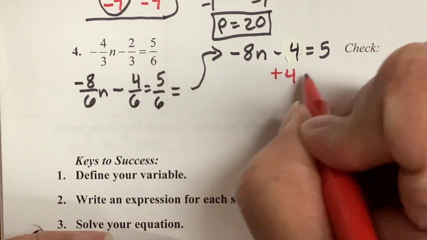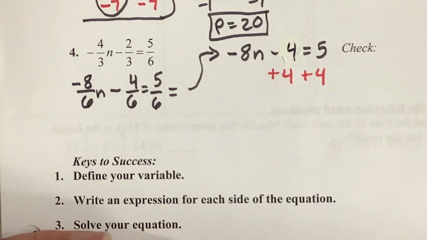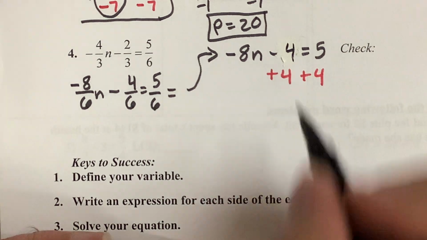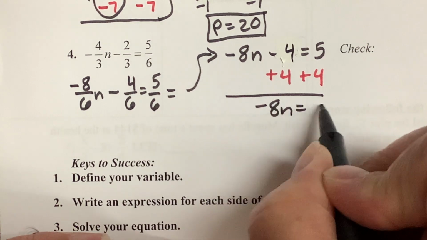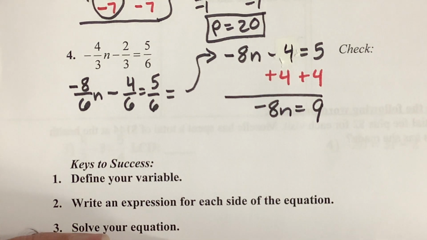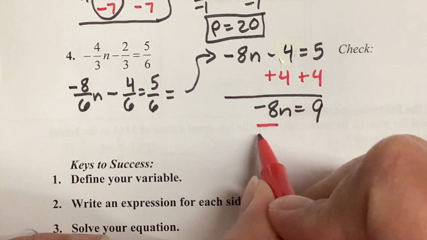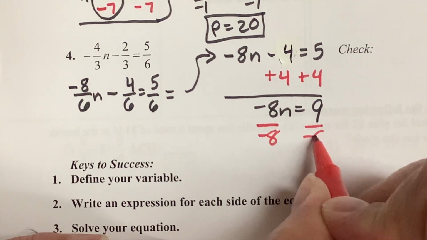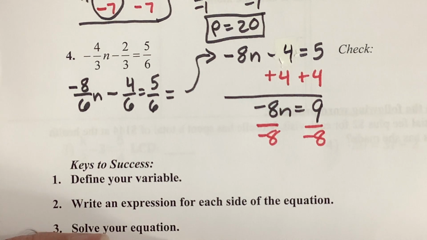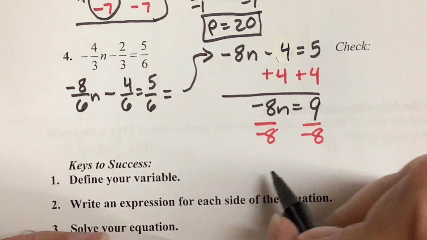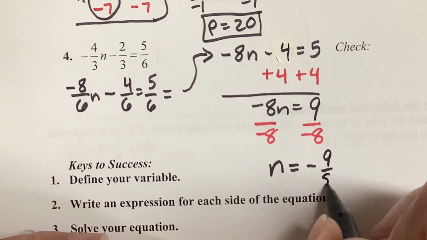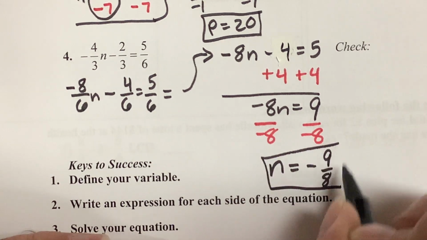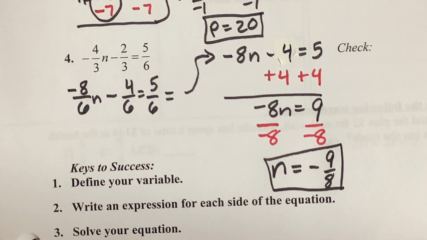Plus 4 on both sides. And to get -8n equals 9. And I'm going to divide by -8 on both sides. And now I know you're thinking, that's a weird answer you got there. n equals -9 over 8. That doesn't look like it's real, but trust me, it's going to work out just fine.